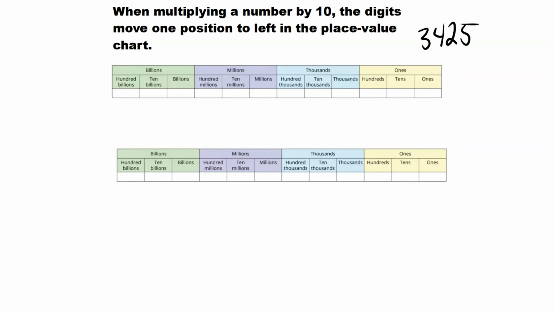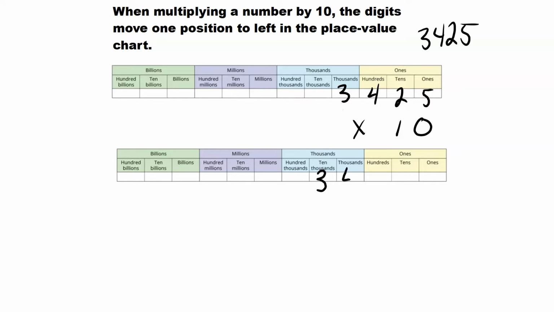3,425. If we put that into a place value chart, we know that means there are 3 thousands, 4 hundreds, 2 tens, and 5 ones. Now suppose we wanted to multiply that number by 10. It's fairly simple to see that each number then becomes worth 10 times more. If we have 3 thousands and we multiply that by 10, it becomes 3 ten thousands, or 30,000. So that gets moved over to the 10,000s column. So we move it one place to the left.